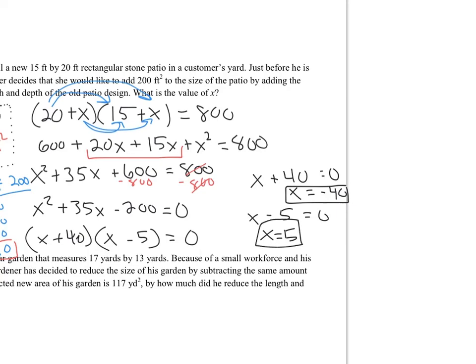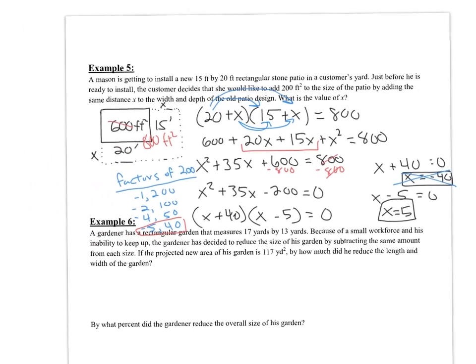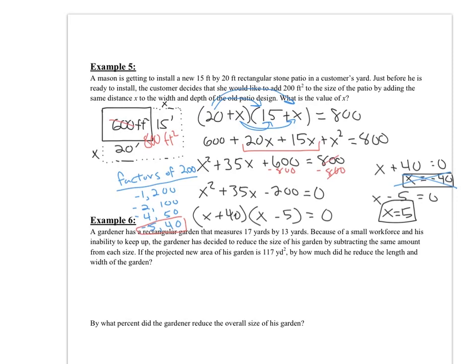This right here is going to be my good solution. The negative 40 is going to be my bad solution, and here's why. Because if I try to take away 40 units from both sides, both my length and my width are going to be negative, and I can't have negative dimensions.